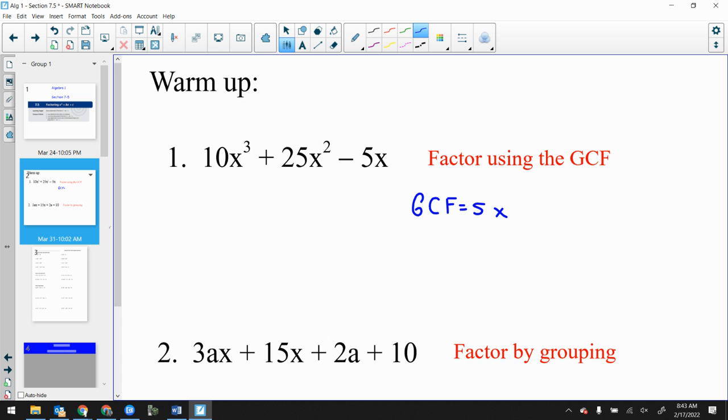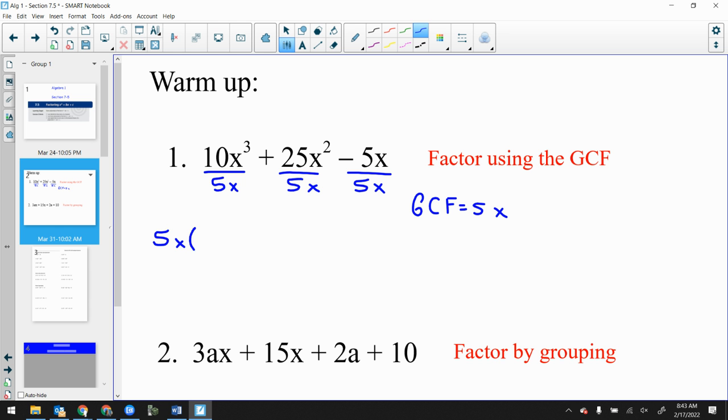It's good form to write it out like that, but did you notice I didn't do that on my key? You don't have to do that. That's not something I'm going to force you into doing. That's just good form. All right, so you take 5x and you divide it out of each piece.